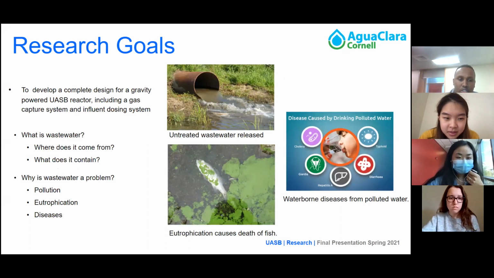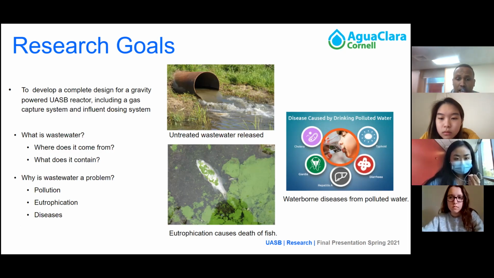So what is wastewater? Wastewater is any water that has been contaminated by human use. So where does it come from? Wastewater sources include domestic, industrial, commercial, and our target is at domestic level. What does it contain? Wastewater contains a variety of pollutants and nutrients such as nitrogen, phosphorus, pathogens, and other microorganisms. Why is wastewater a problem? It can cause pollution, eutrophication, and disease.